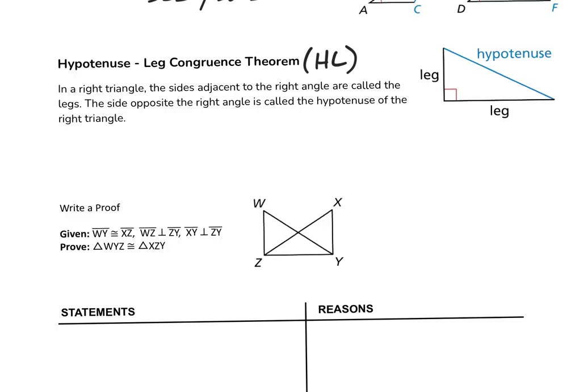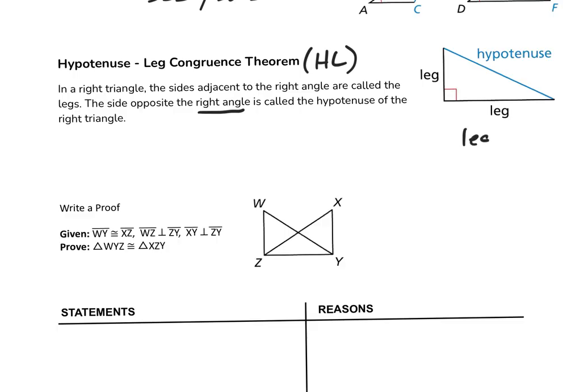The 3 things that we must have: a 90-degree angle. So we have to have a right angle, okay? And we have to have a pair of legs, and we have to have a hypotenuse that's congruent. I'm going to show you a picture here in just a second. But first of all, it has to be a right triangle, okay? In a right triangle, the 2 sides that touch the 90-degree angle are called the legs of that triangle, okay?